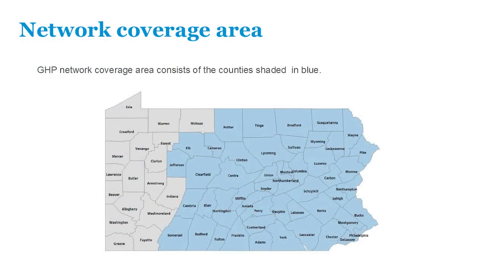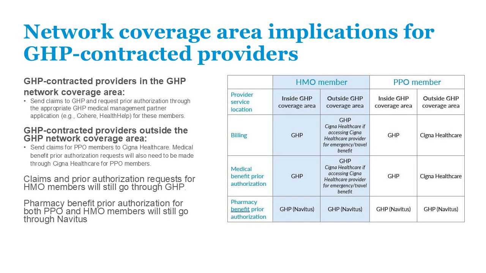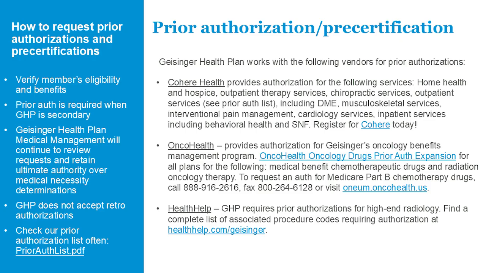This map shows the GHP network coverage area consists of the county shaded in blue. Contracted providers submitting claims for PPO or HMO members must submit them accordingly, depending on the provider's service location, being inside GHP coverage area or outside GHP coverage area. The grid listed on the slide outlines which entity providers should submit claims and/or prior authorizations for both medical and pharmacy. Geisinger Health Plan works with several vendors for services that require prior authorizations or pre-certification.